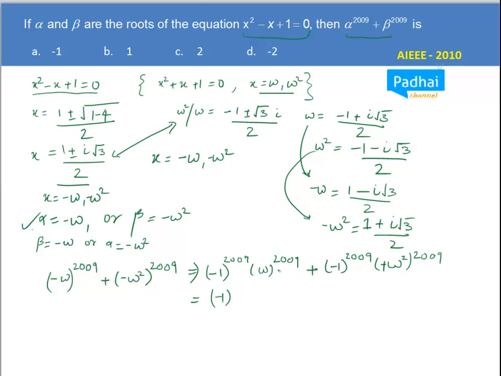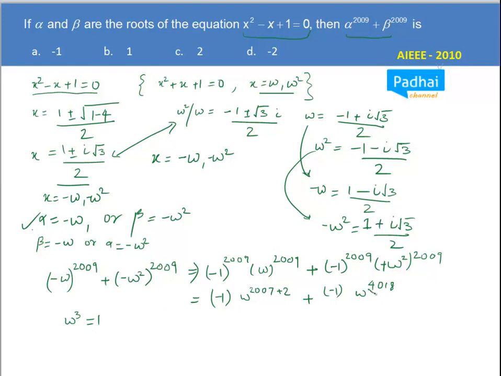Omega raised to power 2009. How do we solve omega powers? We look for the factors of 3. We know omega cube is equal to 1. So the nearest multiple of 3 below 2009, you can just easily calculate that, will be 2007. So this will become omega 2007 plus 2, and similarly here it will be minus 1 times omega square raised to power 2009. If I open this bracket, this will be omega to power 4018.